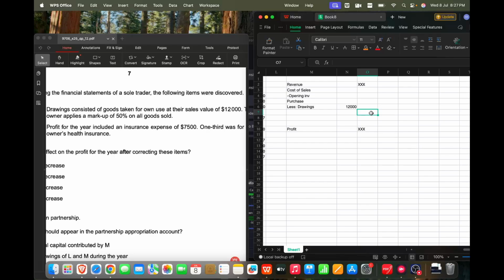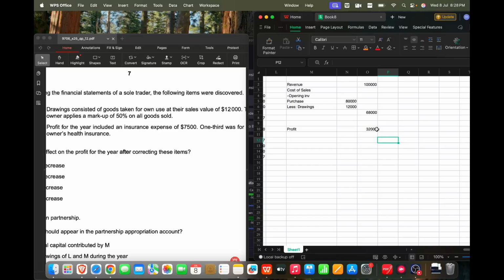Let's try to understand with the help of a number. Let's say the company has purchases of 80,000 and then they subtracted drawings of 12,000. Now their cost of sales is 80,000 minus 12,000. I'm not taking into consideration opening inventory and closing inventory for ease of calculation. So my cost of sales is 68,000, and right now let's assume our revenue is 100,000. So I calculate my profit as revenue minus cost of sales, which is 32,000.